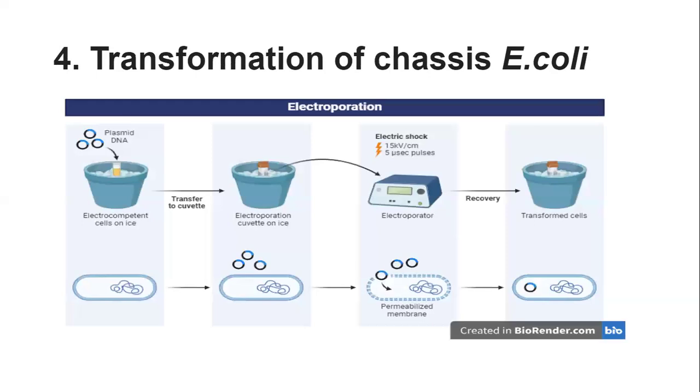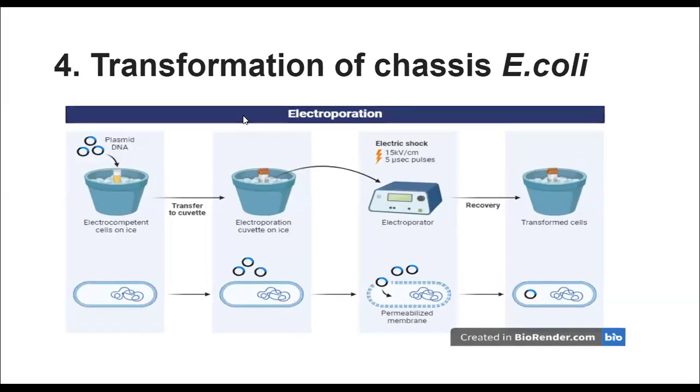So the transformation of the chassis E. coli should be done for the plasmid to enter into the E. coli. So we have thought of using electroporation as a methodology, wherein we'll add the plasmid DNA to the E. coli cells, and then we'll pass an electric shock of around 15 kilovolts per centimeter gradient and a 5 microsecond pulse to create small pores on the membrane, which will allow the plasmid intake. Then the transfer of plasmid can happen successfully, and the cells can be transformed with the plasmid.